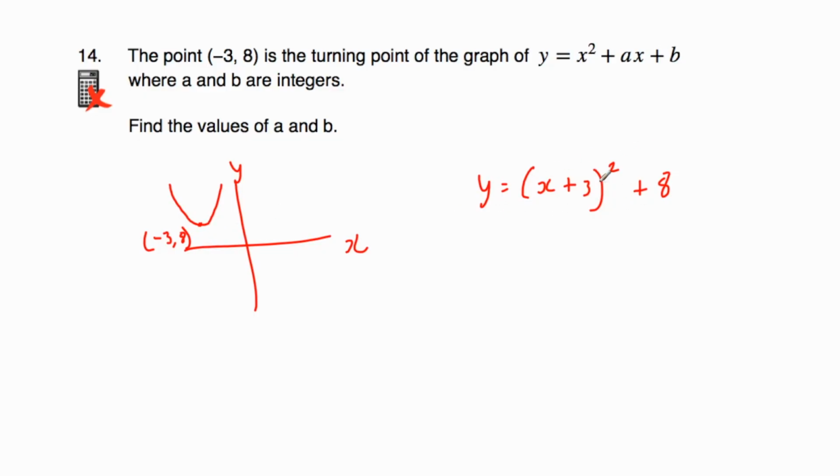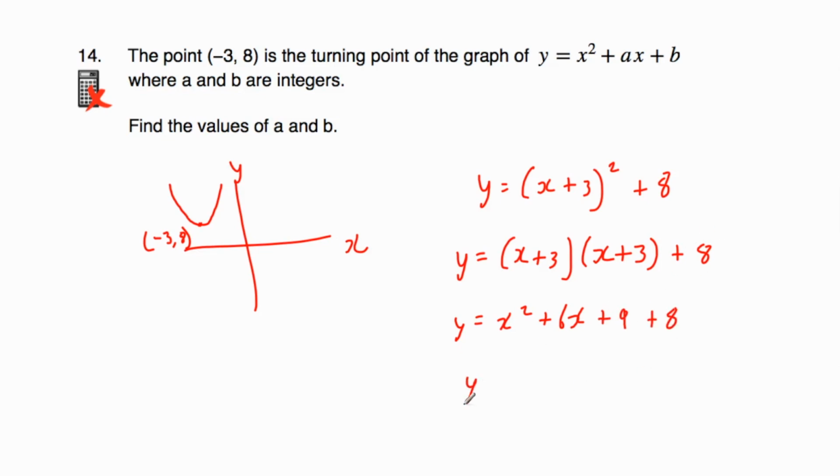Now if we expand this and simplify it, we can get our values for a and b. So that would be y equals x plus 3 multiplied by itself, x plus 3, close brackets, plus 8. Expanding, x times x is x squared, and x times 3 is 3x, and 3 times x is 3x, adding them together would be 6x, and then 3 times 3 is plus 9, and we've still got our plus 8. Now we just need to simplify, so y equals x squared plus 6x, and then 9 plus 8 is equal to 17. So that means the value for a would be 6, and the value for b would be 17.